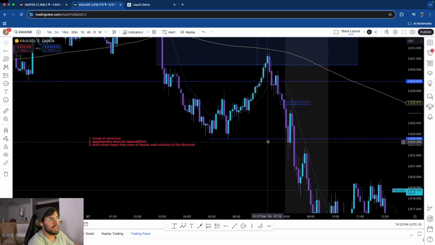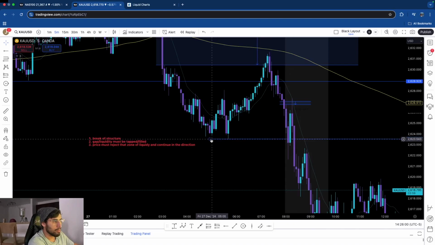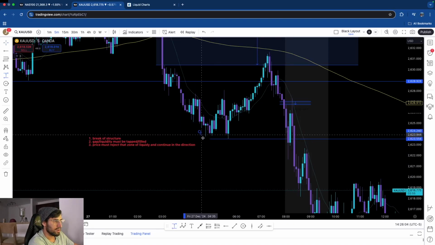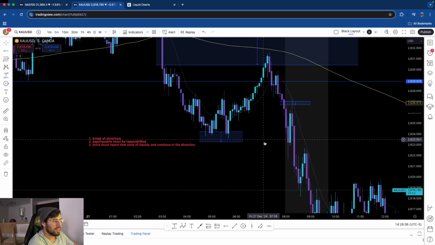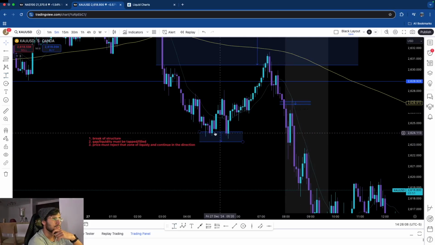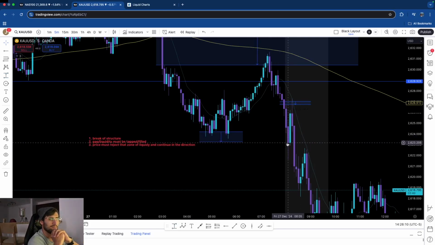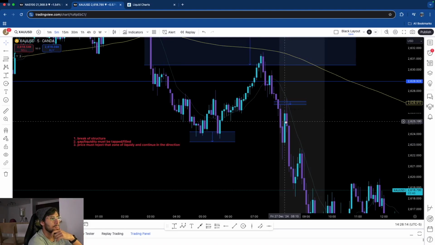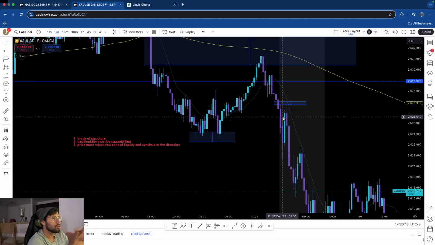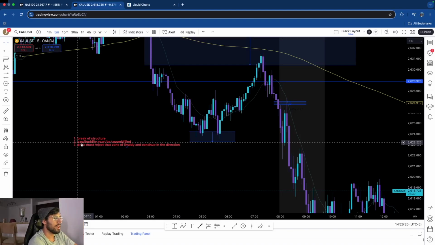FOMO traders get in right when this candle breaks, somewhere around here or right here. Worse, they get in when this candle breaks this zone. When price broke this zone, they got in. They went in for a short sell. Then they got wicked out and price went back up and they got scared out of their trade. Those traders lost money.